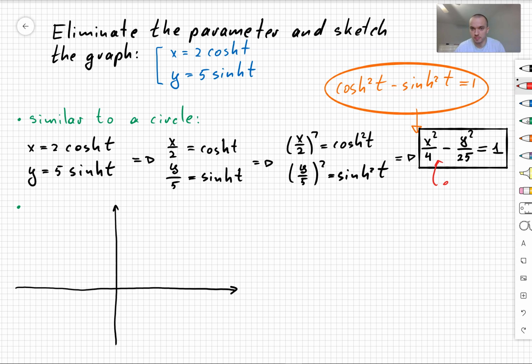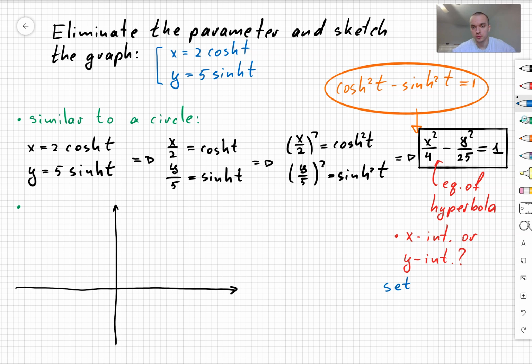So now, to sketch the parametric equation, I need to sketch the Cartesian graph first. In other words, I want to sketch the Cartesian graph of the hyperbola. For that, I need to figure out whether I have an x-intercept or a y-intercept. Because for a hyperbola in that form, when I have x squared over something minus y squared over something equal to something, my hyperbola is going to intersect only one of the axes, either x or y.